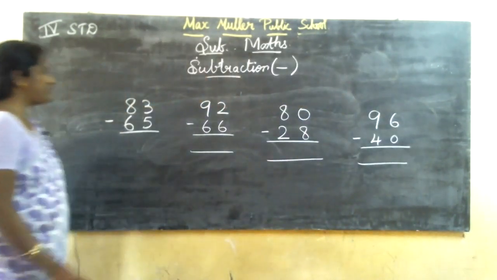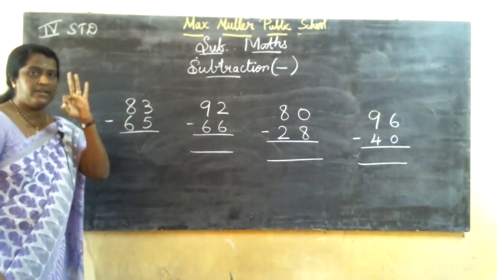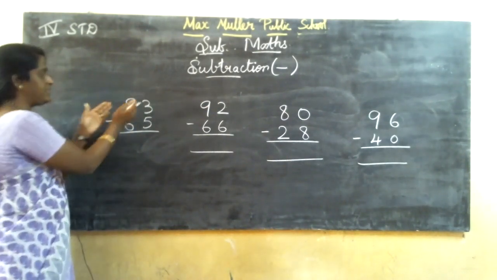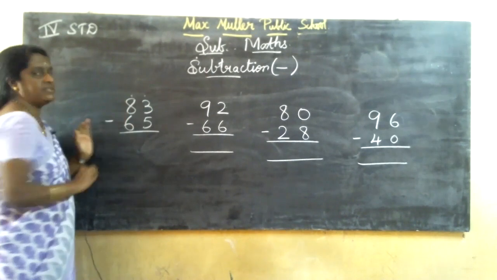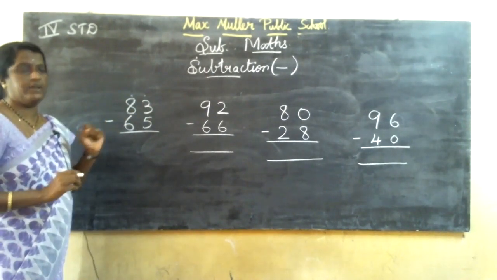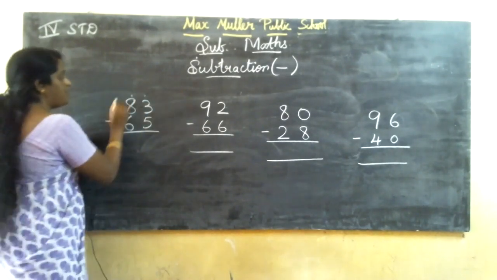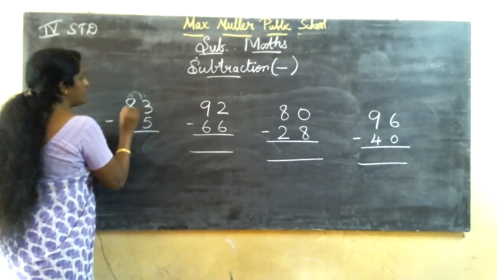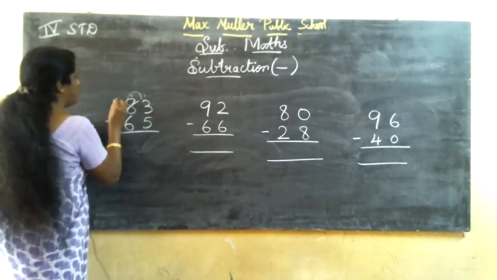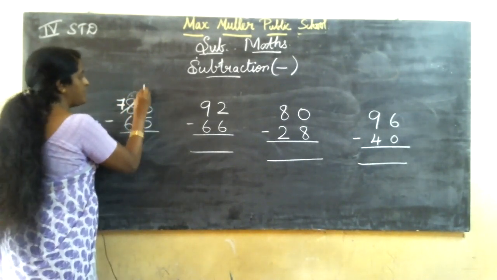See, now 3 minus 5. In 3, can you cut 5 fingers? No. What you should do? You should borrow from the tens number. See, this is ones, this is tens. 3 fingers, cut 5 fingers, you can't. So you should borrow from 8. If I borrow from 8, cut 1, it will become 7. Here it will become 13.